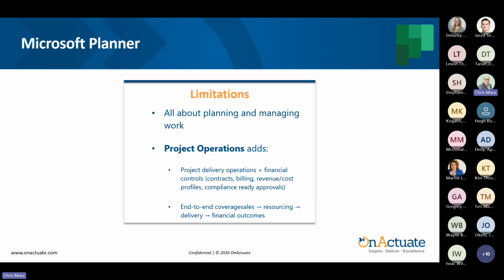Project Operations adds delivery and operations and financial controls, contracts, billing, revenue and cost profiles, and compliance-ready approvals. So if an agency needs traceability from planning to outcomes, especially where time tracking, approvals, and financial oversight matter, Planner alone typically stops short. So you can think of it that Planner manages the plan, Project Operations manages the delivery accountability.